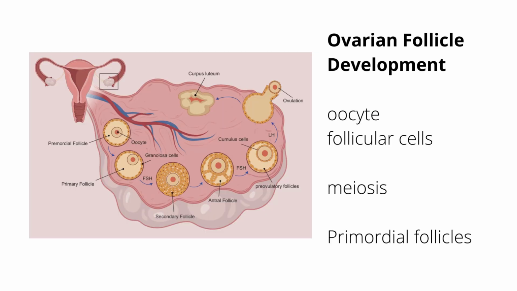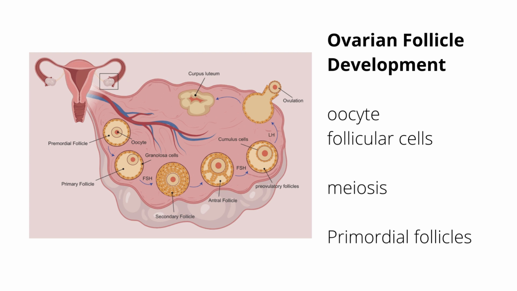Here in the ovarian follicle development, an ovarian follicle consists of a developing oocyte surrounded by one or more layers of cells called the follicular cells. At the same time that the oocyte is progressing through meiosis, corresponding changes are taking place in the follicular cells.